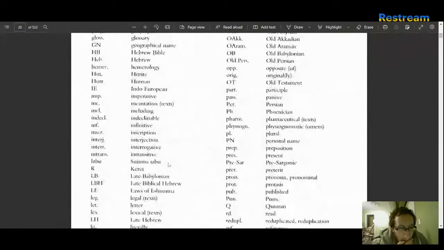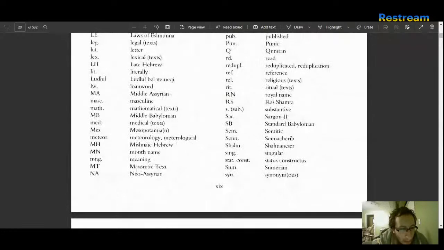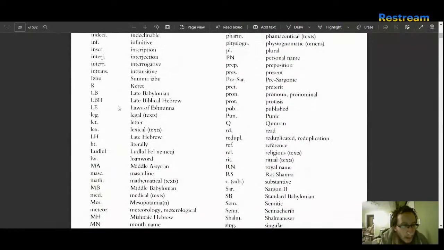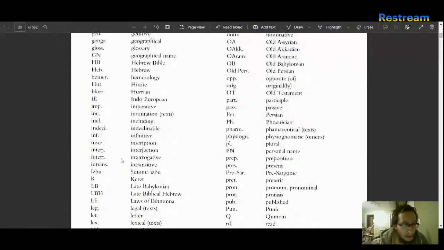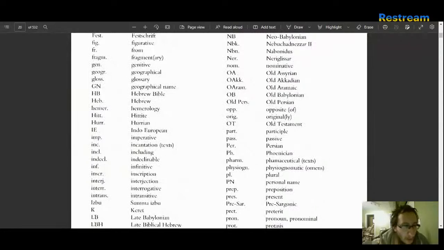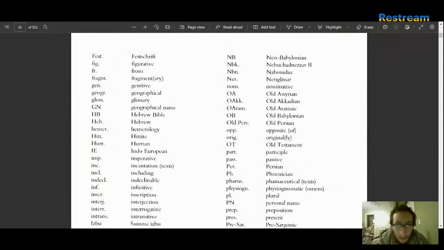Let me see here. Hold on. Okay, so MT, Masoretic. MH, Mishnaic Hebrew, kind of like a rabbinic Hebrew. Middle Assyrian, Middle Babylonian. We have Neo-Assyrian, NA. LB is Late Babylonian, LBH, Late Biblical Hebrew, LW, Loan Word. These are going to be important for helping us understand some of the references later on. HB is Hebrew Bible.